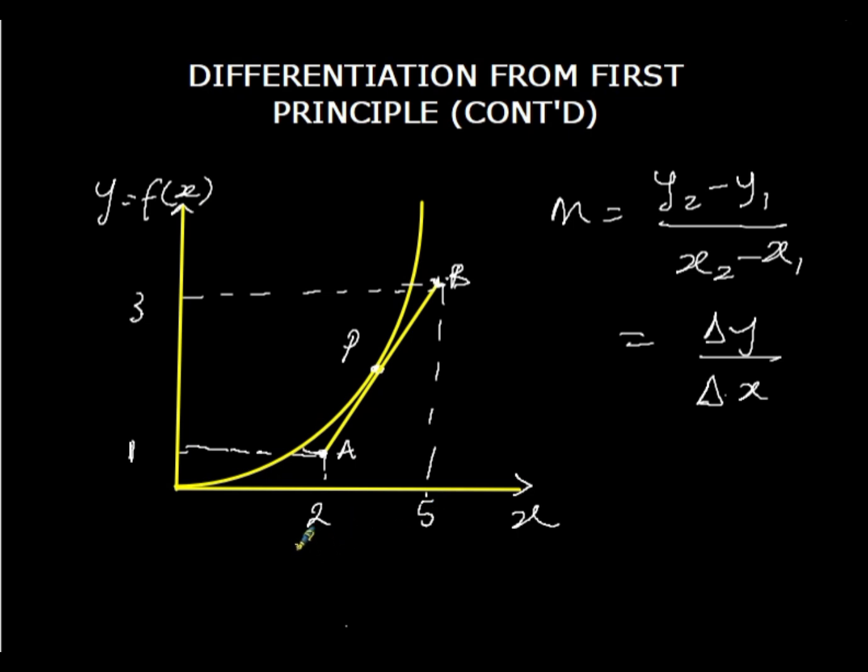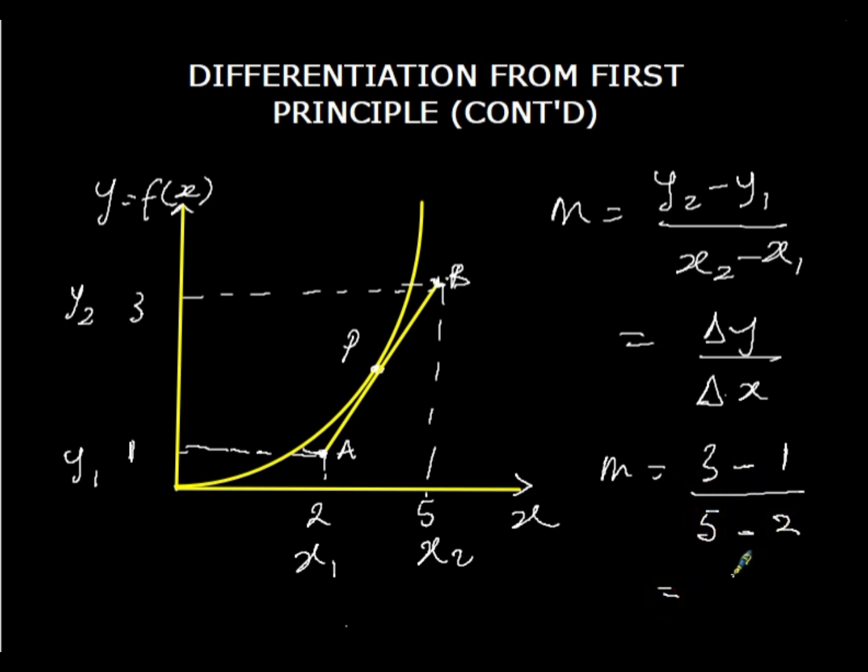So in that case, if this is x1, this has to be y1, the corresponding output. If this is x2, this has to be y2. And therefore, using this formula, the gradient will now be equal to y2, which is 3, minus y1, which is 1, over x2, which is 5, minus x1, which is 2, and we should have 3 minus 1, which is 2, over 5 minus 2, which is 3.